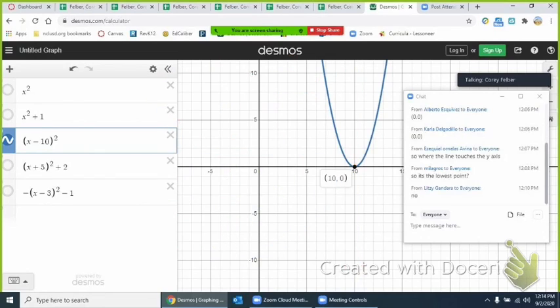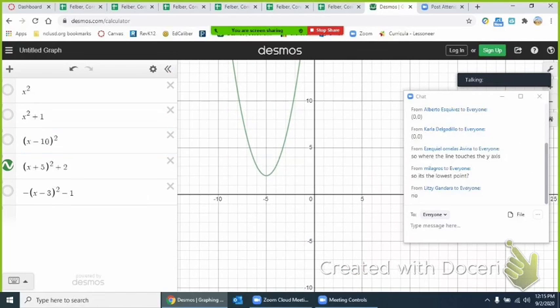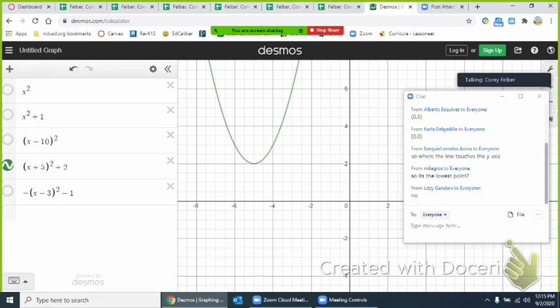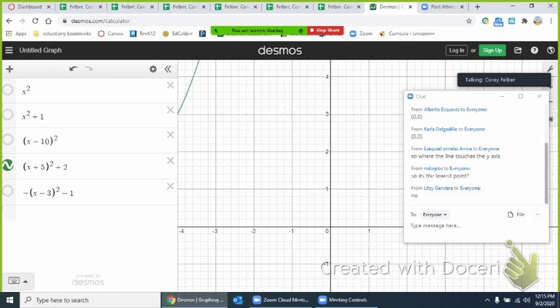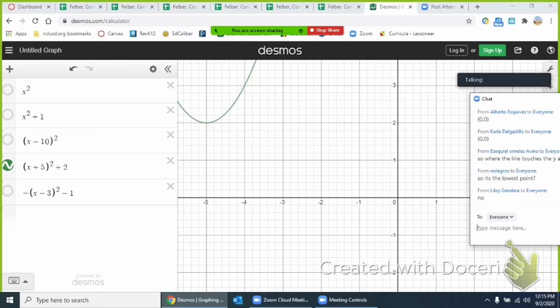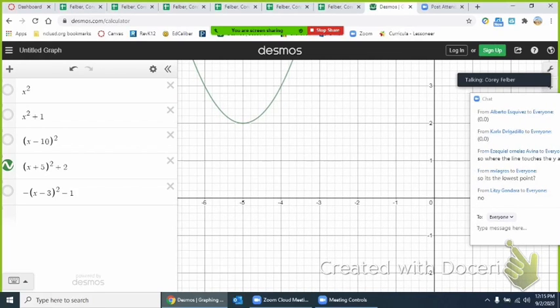Okay, going back, I'm just going to put another random one up here. So if I put this up now, somebody tell me what the vertex is of this. Let me zoom in so it goes by ones. Can you guys see where the vertex is of this one here? What are the coordinates? Nice.